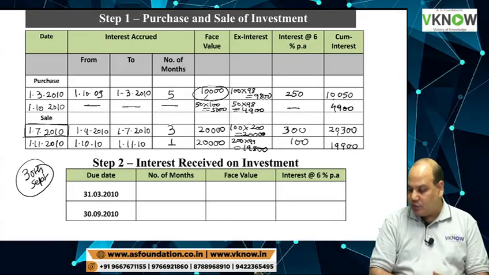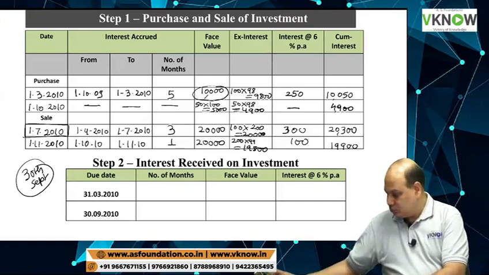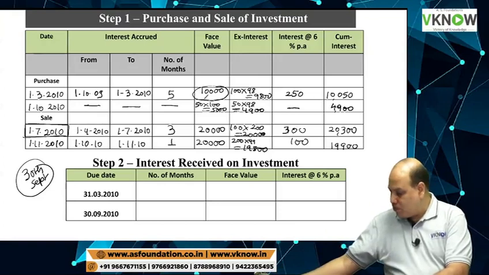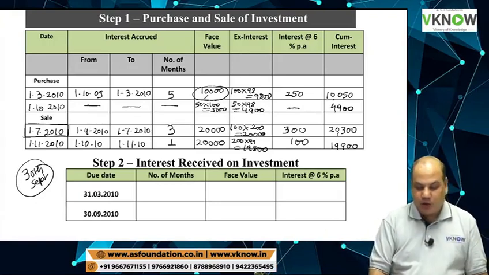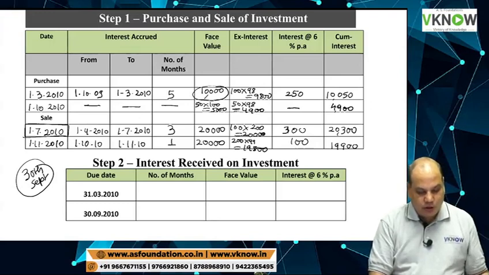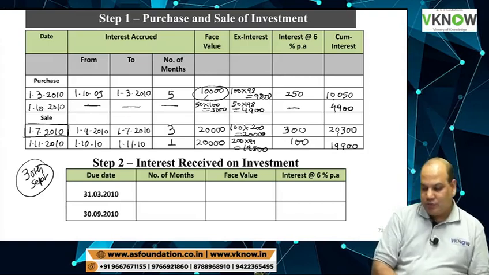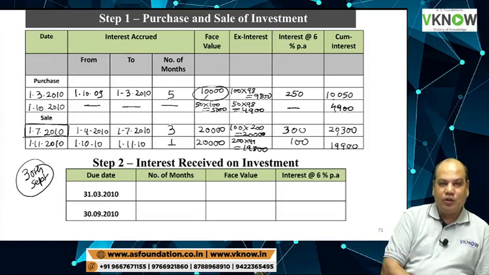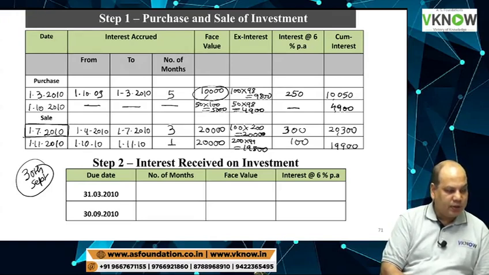Just first you check whether this working note is right. If that is right, then I can handle the remaining working notes easily. Is it right now? So all of you prepare working note number 2, interest received on investment. Format: due date, number of months, face value, interest at the rate of 6% per annum.